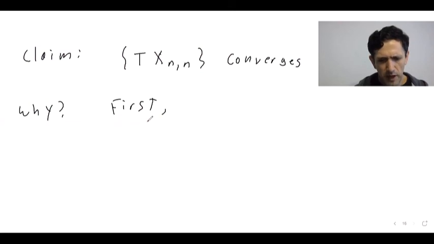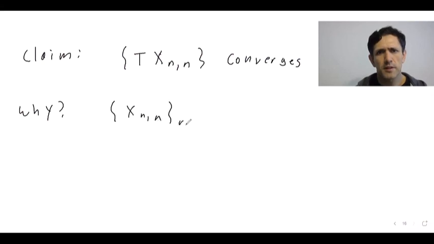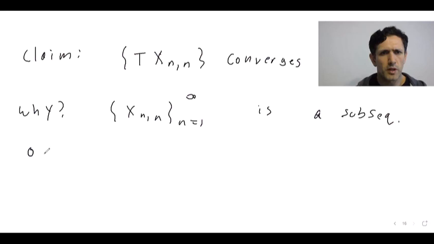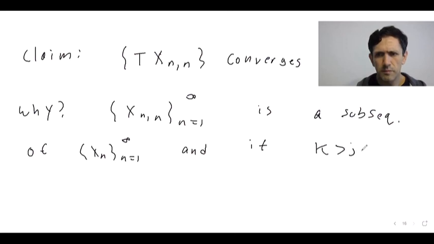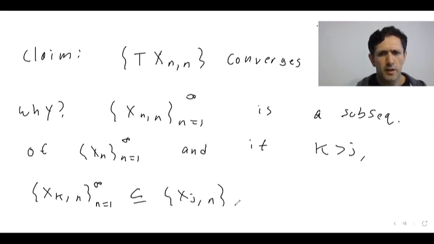On the other hand, xnn is a subsequence of xn, and if k is bigger than j, then xkn, n equals 1 to infinity, is a subsequence of xjn, n equals 1 to infinity.